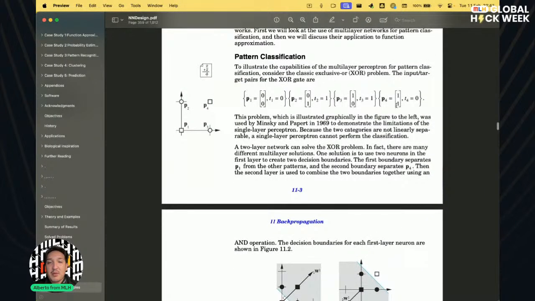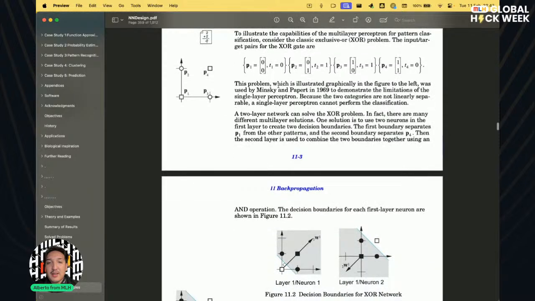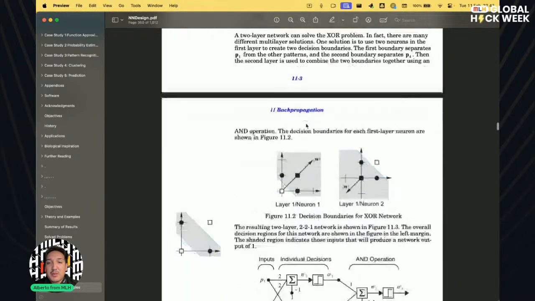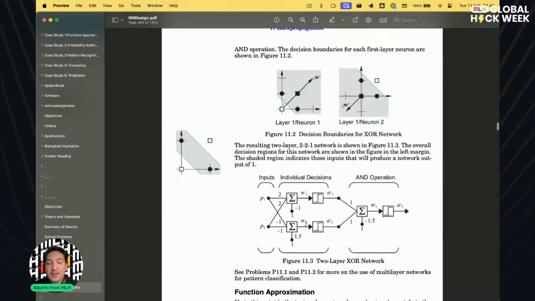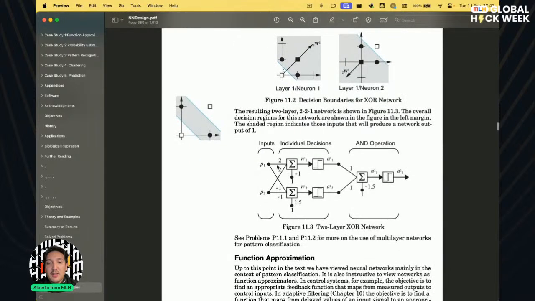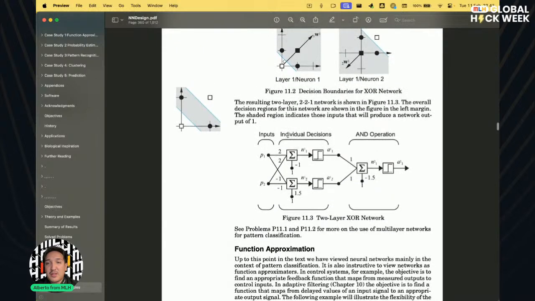Okay, we already built our training set for this problem. So let's build a network. In this case, we have the resulting two-layer network. It's the overall design for these functions shown in the left figure: inputs, decision, and operation.